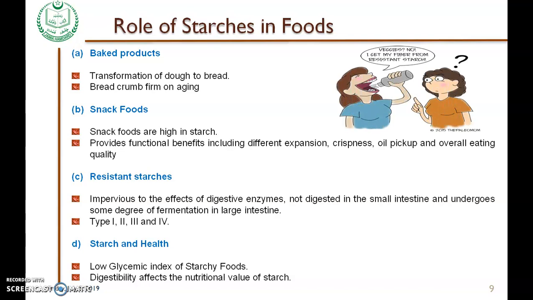Okay, so this is a picture where one person is asking another why she is having this food, and she said, veggies, no, I get my fiber from resistant starches. You could notice from the picture that she prefers the resistant starch as compared to normal starches, because resistant starch is indigestible by the enzymes of the small intestine, and it only undergoes fermentation in the large intestine, whereby it is converted into salts and fatty acids and helps in the growth of probiotics. Okay, so this is the lecture today.